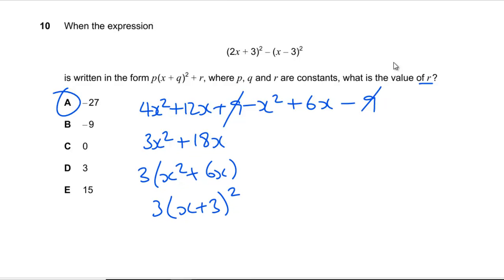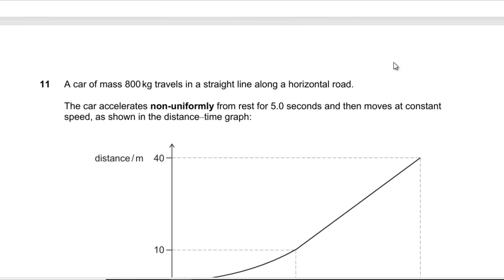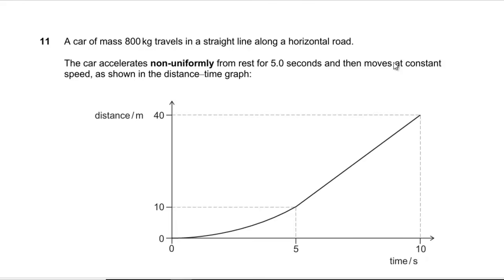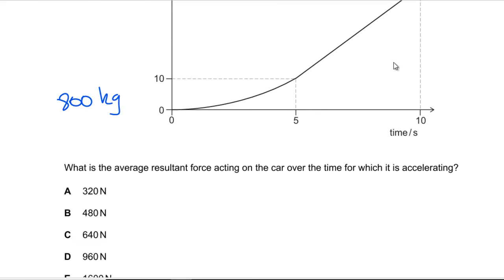A. Right, so that's half of them done, but they get a bit more involved as we go on. So we've got a car of mass 800 kilograms, travels in a straight line along a horizontal road. I'll write that down there. I'm sure I'm going to have to scroll down. It accelerates non-uniformly from rest for 5 seconds, then moves at constant speed. Okay. What's the average resultant force acting on the car over the time for which it's accelerating?